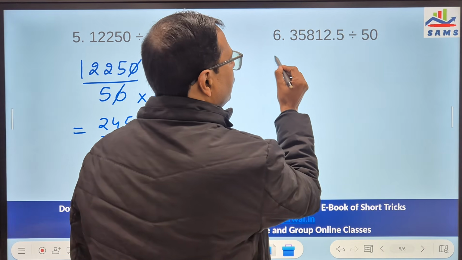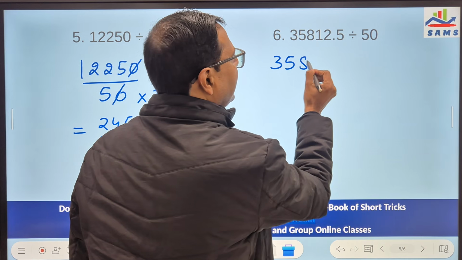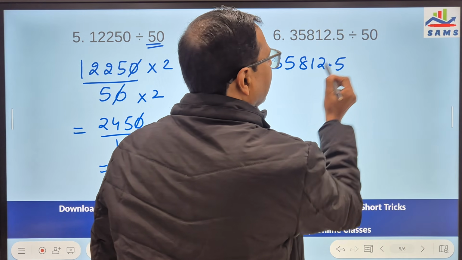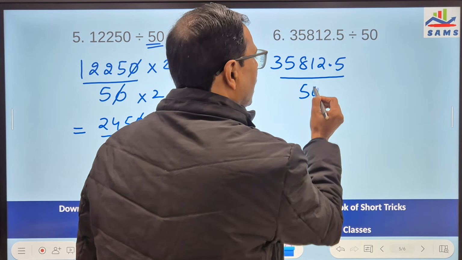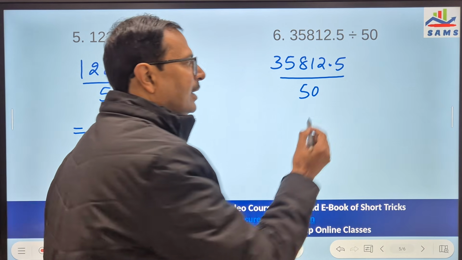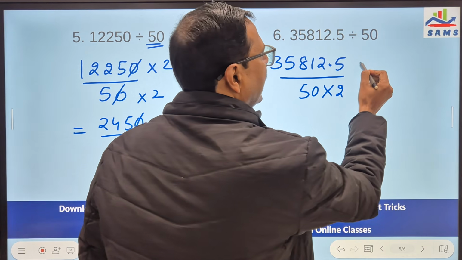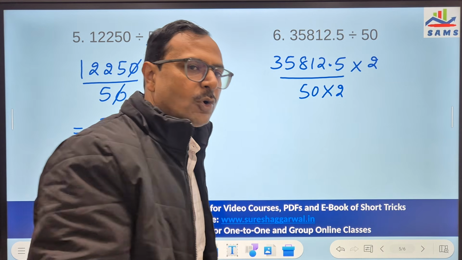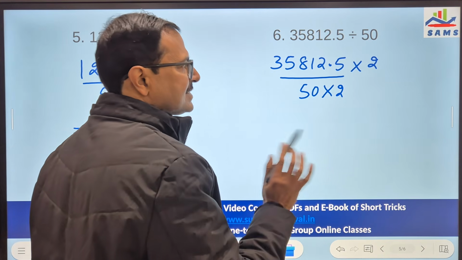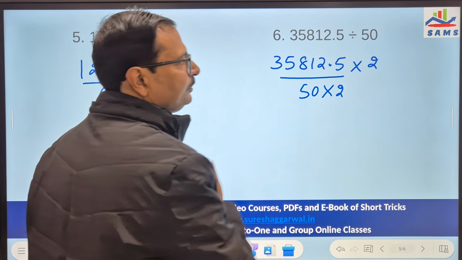Now the situation becomes a little difficult when you have a decimal number here. So what you have to do, 35812.5 and divide by 50. So how to convert 50 to 100? I have to multiply this by 2. So I have to multiply the numerator also by 2. So let's start multiplying this by 2.